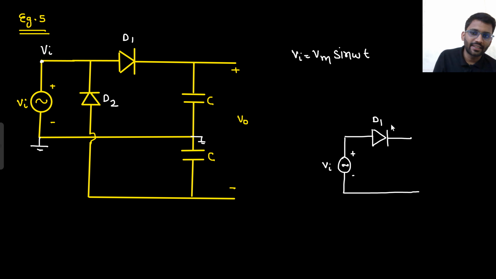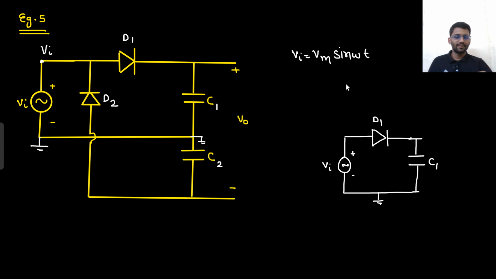One end of the capacitor is connected to diode D1. Let's call this one C1, this one C2. One end of the capacitor is connected to D1. The other end of the capacitor is connected to ground. There you go. Tell me, what is this circuit? Positive peak detector, right? This is a positive peak detector.